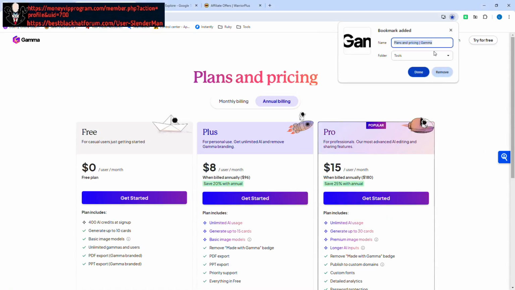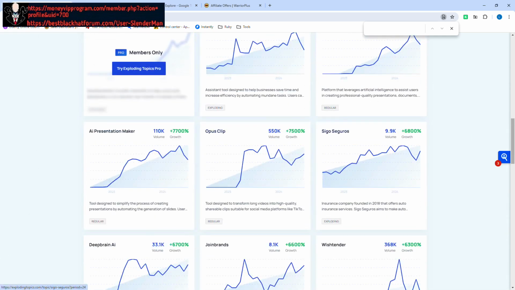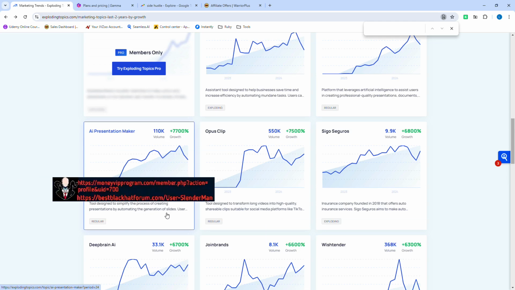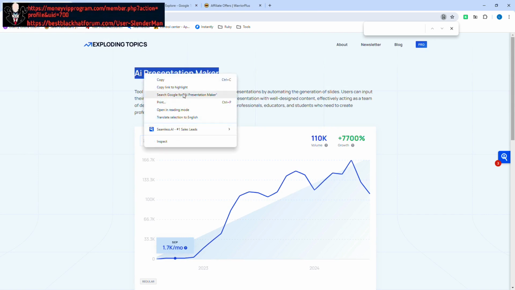I'm going to bookmark this. I'm going to try this out later. So you can discover really interesting things just poking around through here. Oh, here's another one. AI presentation maker. Presentation by automated generation of slides. Names are so generic though, right? But it may not necessarily be a service that gets listed here. It could be just the idea, right? The contextual idea.